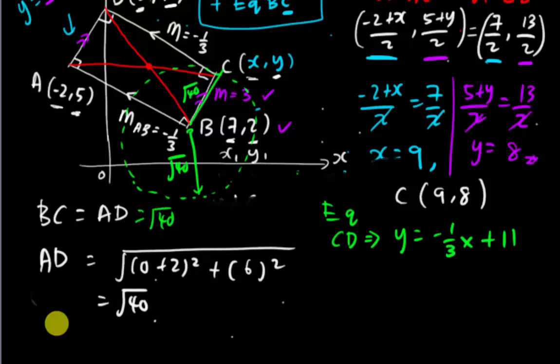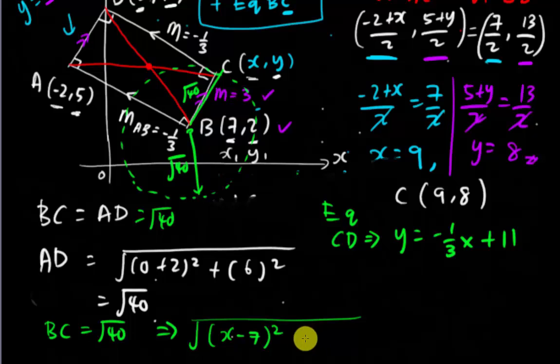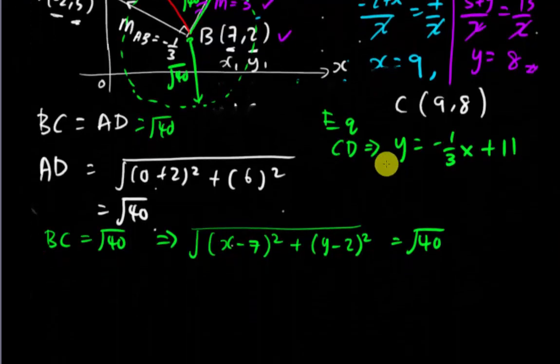So what I will do here is say BC equals square root 40. BC means I need to form the distance formula using BC. So it will be x minus 7 squared plus y minus 2 squared equals square root 40. You just need to solve this equation, then substitute the equation of CD into here, and you can get the same answer.